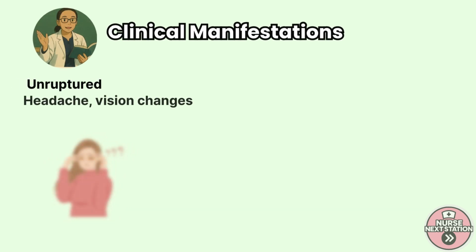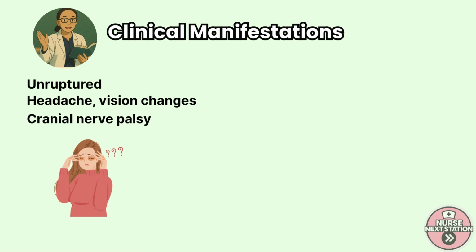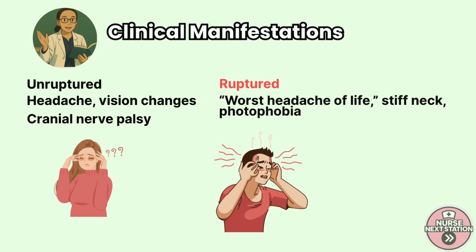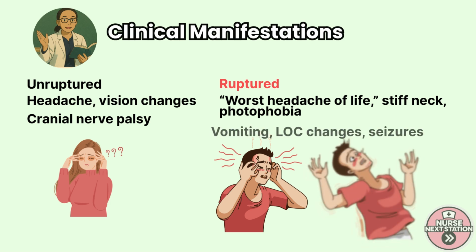An unruptured aneurysm may cause headaches or vision changes if it presses on nearby structures. A ruptured aneurysm presents with what patients describe as the worst headache of their life. It may also cause photophobia, neck stiffness, vomiting, or even sudden collapse.